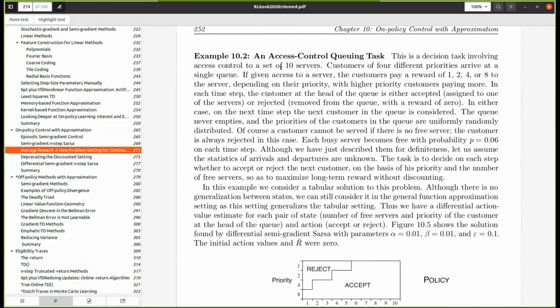task, and we have 10 servers, and we have clients with different priorities. We put them in a queue, and we need to decide if we serve the client or reject it. And what is tricky here, we want to maximize our reward, and the reward is proportional to the priority of the client. And to maximize the reward, we might need to reject some of the lower priority clients.